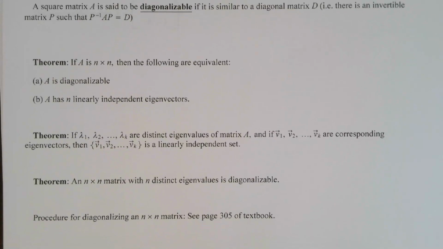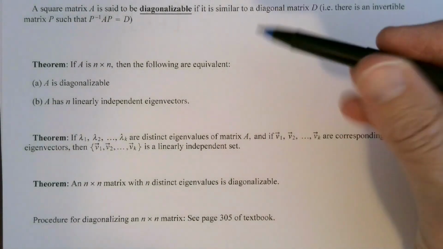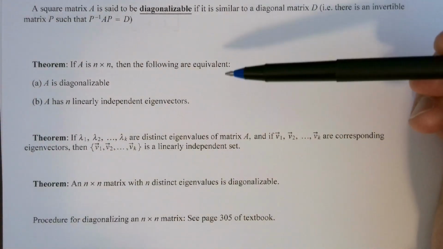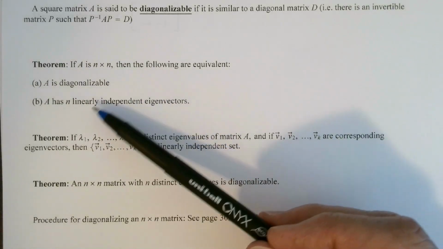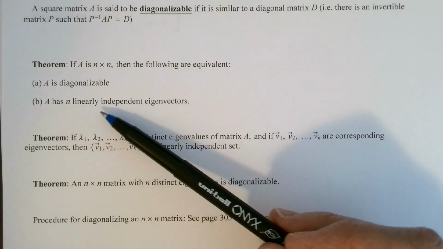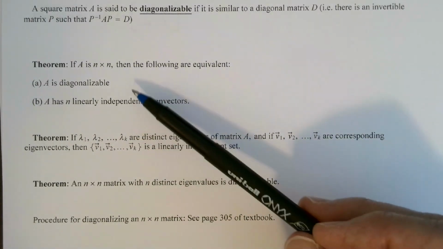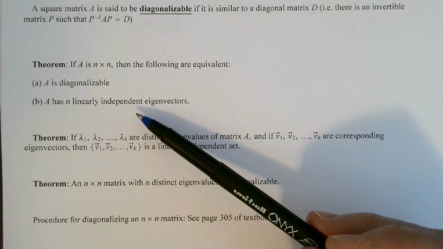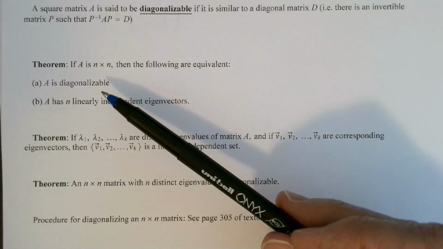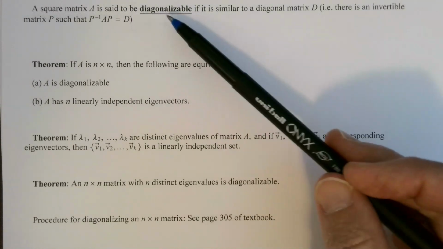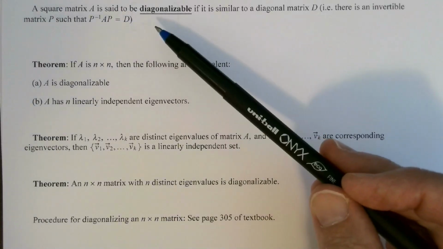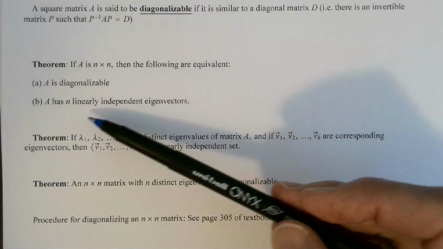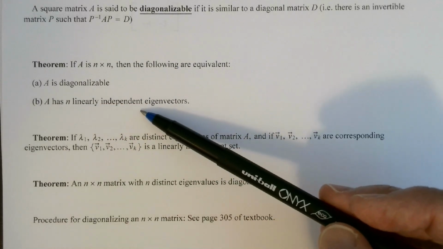Well, I'm not going to prove these theorems, but I do want to state them and then talk about the results that we find in the proof of one of these theorems. But if A is an n by n matrix, then the following are equivalent. A is diagonalizable if and only if A has n linearly independent eigenvectors. So there's one condition. If A has n linearly independent eigenvectors, then A is diagonalizable. So the question is, diagonalizable means they're similar to a diagonal matrix. Is every matrix diagonalizable? No. But ones that have n linearly independent eigenvectors, they are.